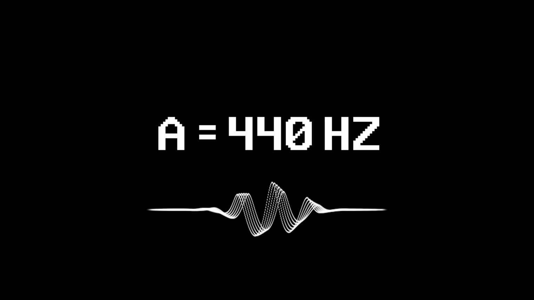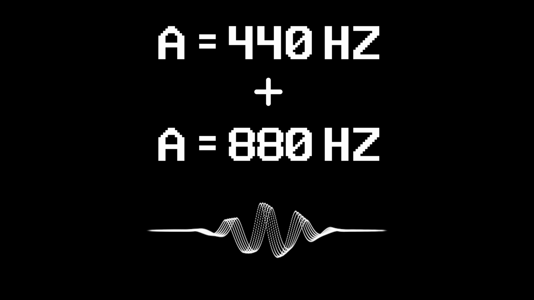Let me demonstrate. Here's an A vibrating at 440 cycles per second. If you double the frequency, you get an A vibrating at 880 cycles per second. It's the same note, just higher up. If I play them at the same time, they sound consonant. They sound like they go together. Your brain can tell that it's the same note, just higher up.